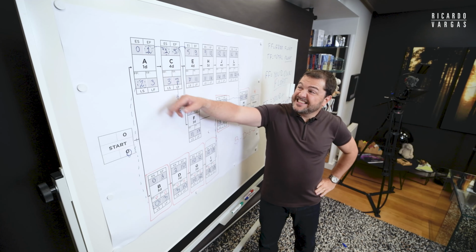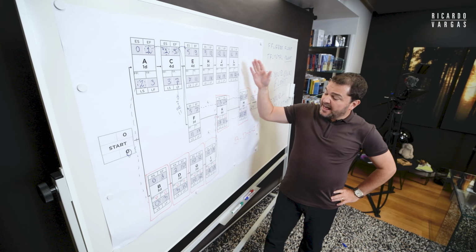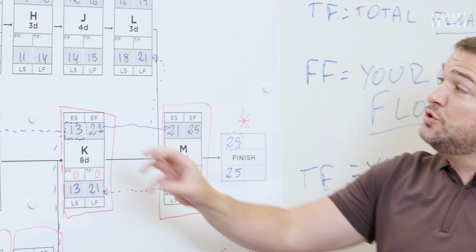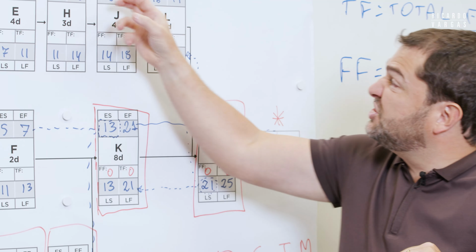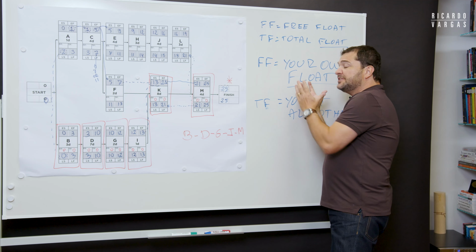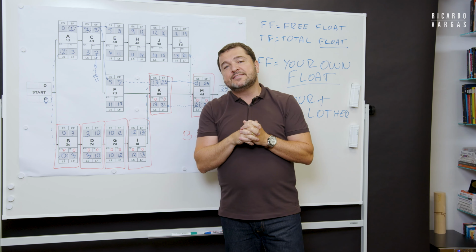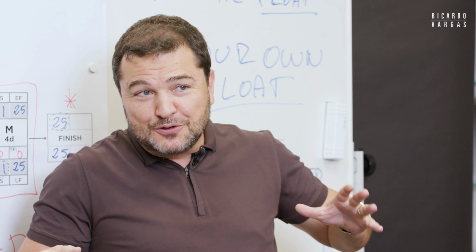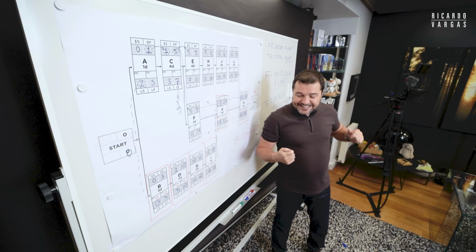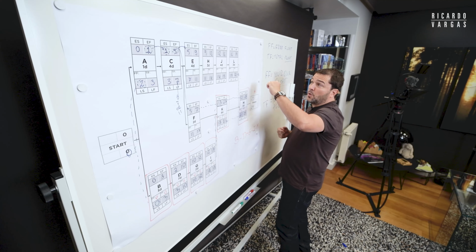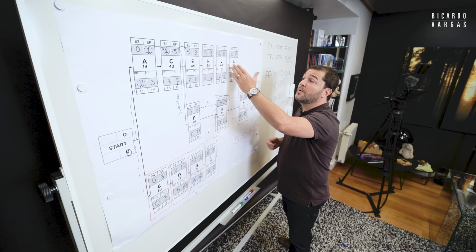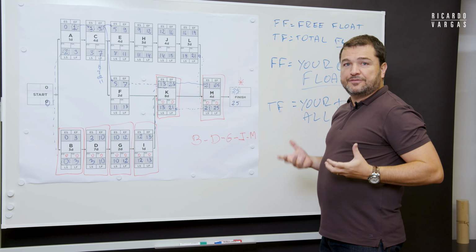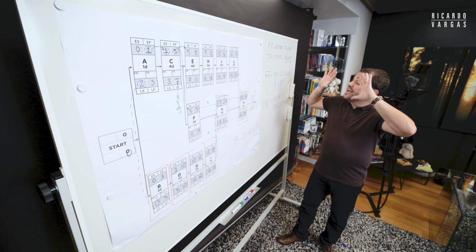A can damage C, E, H, J, L, everybody, but it cannot damage the finish. It can use its free float plus all the other ones. Free float is in some ways an honest float, because it belongs to you. But the total float is not so honest, because as soon as you eat all the float, you are turning other tasks critical, because they don't have float anymore since you ate that float. So now let's see how we calculate this.